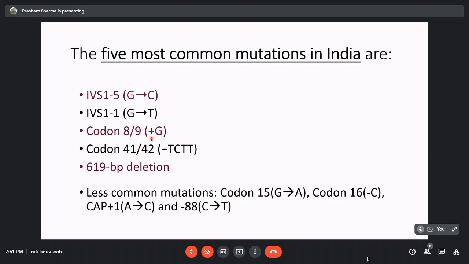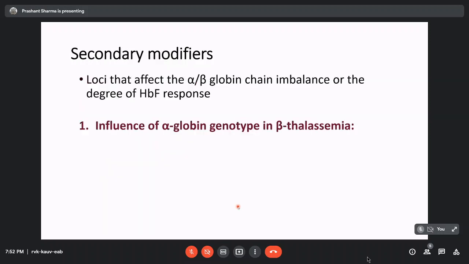This is a single nucleotide insertion and this is a 4 nucleotide deletion. We have one medium-sized deletion happening in beta thalassemia as well. The 619 base pair deletion is common amongst people from the western parts of India, and in many studies it's the second most common mutation that is found. Less common mutations include codon 15, codon 16, a mutation called cap +1, and another one called -88, and some of these we will discuss when we talk about specific features of different mutations.